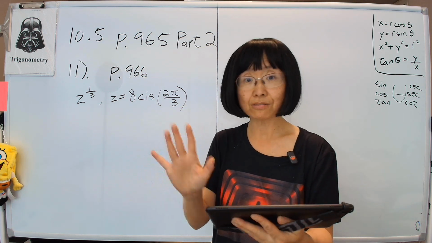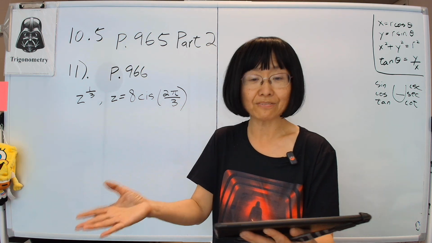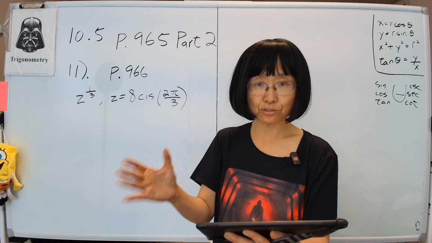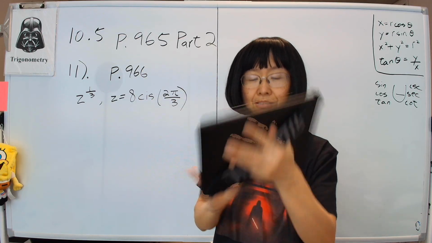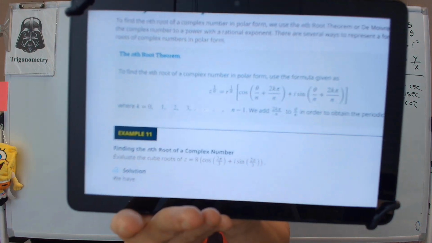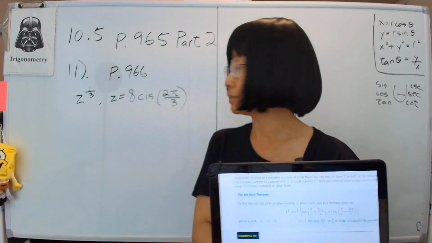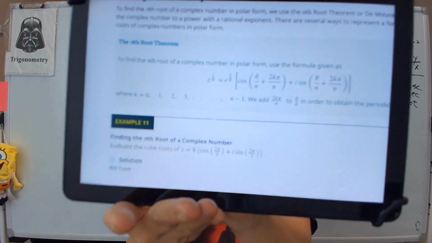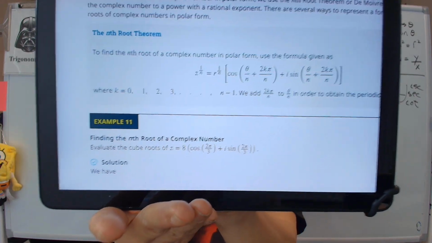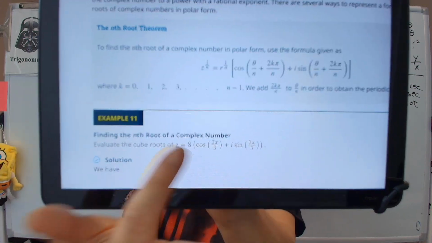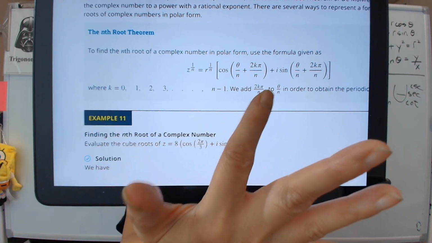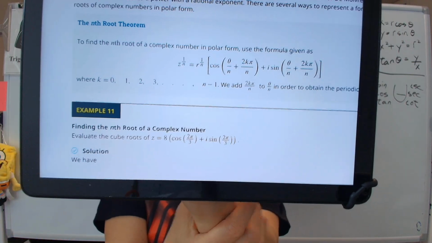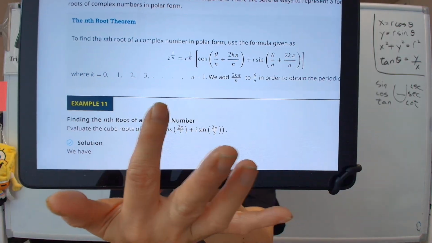Why that is, you don't have to think about, or what that even means. That's not important to us right now. Right now, we're just going to try to follow this formula right here. That's in the book on page 966, where example 11 is. And so to do example 11, we need to follow this formula right here, which is slightly more complicated or tedious than what we have been doing.